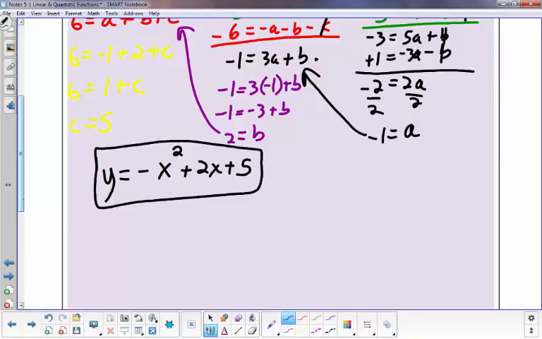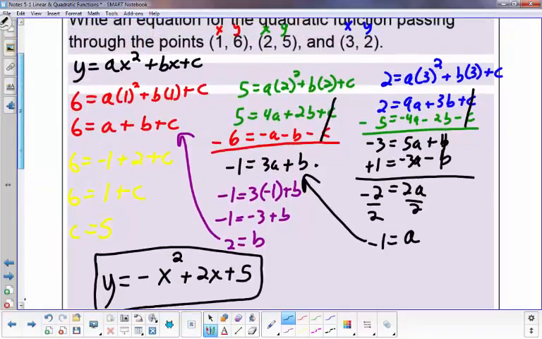I know this is a lot of work. This is probably the toughest thing we're doing. But guys, if you can manage this one, you can accomplish anything in this section.